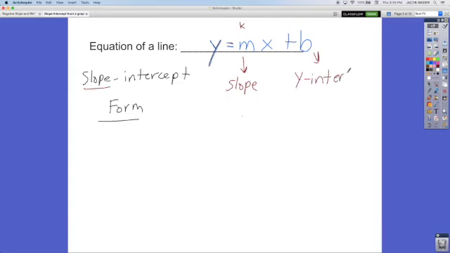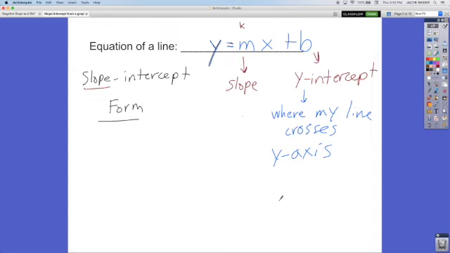Y-intercept. Write this for me. Intercept. Okay, so the b is our y-intercept. And as this makes sense, we'll do a little bit of practice with it. But this, write this, is where my line crosses the y-axis. Where my line crosses the y-axis. So where does that line intercept? Where does it cross my y-axis? That is what the b is. That's what our y-intercept is. Okay? So we're not doing much different today, really. The only different piece is we're adding the y-intercept to it.